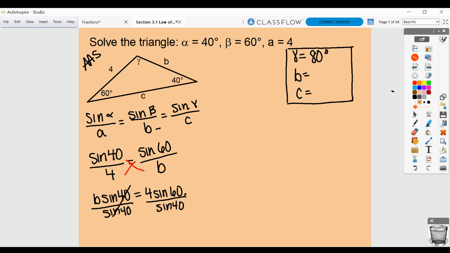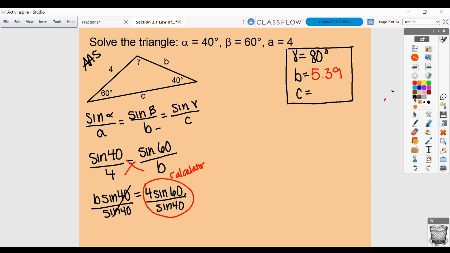So you can now put this whole thing right here into your calculator. So you can do 4 sine 60. Now, you need to remember to close the parenthesis after the 60. That is a big thing. And then divide sine 40. Close the parenthesis after the 40. And you should get 5.39.